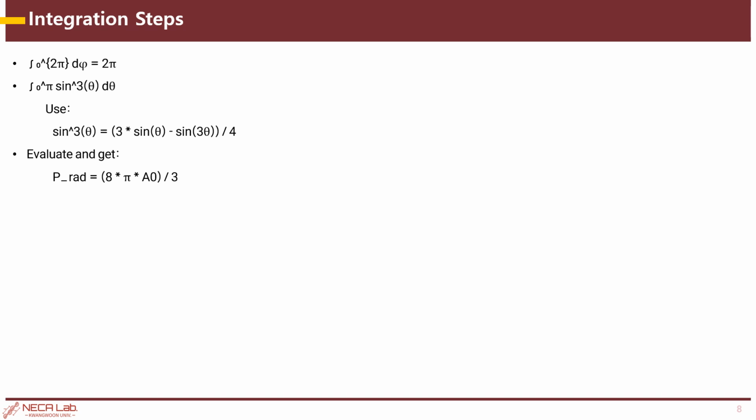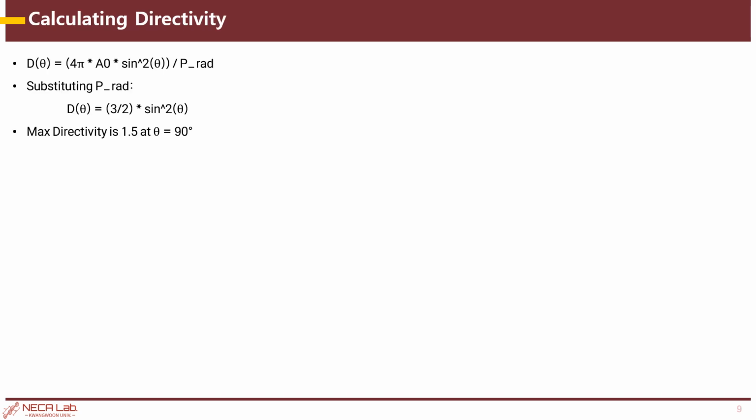And finally, after evaluating the integral, we get P radiation. This gives us the total radiated power from the given radiation intensity. This step-by-step evaluation helps us connect the mathematical expression to the physical quantity of radiated power, giving us a better understanding of how antenna performance is quantified.